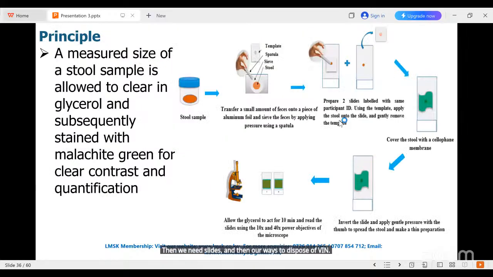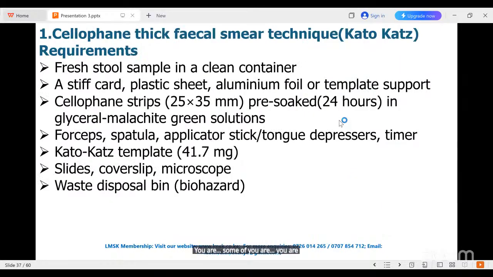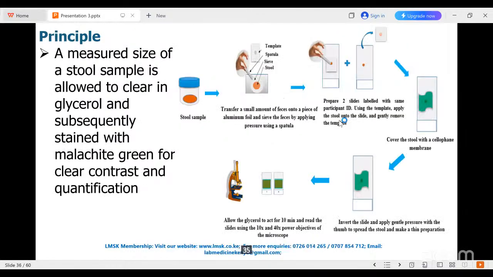The principle says that a measured size of a stool sample is allowed to clear in glycerol and subsequently stain in malachite green for clear contrast and quantification. So you realize here, you take a glycerol and you mix with malachite green, then you soak some of your cellophane that you've cut in terms of 25 times 35 millimeters. So this is what you do.